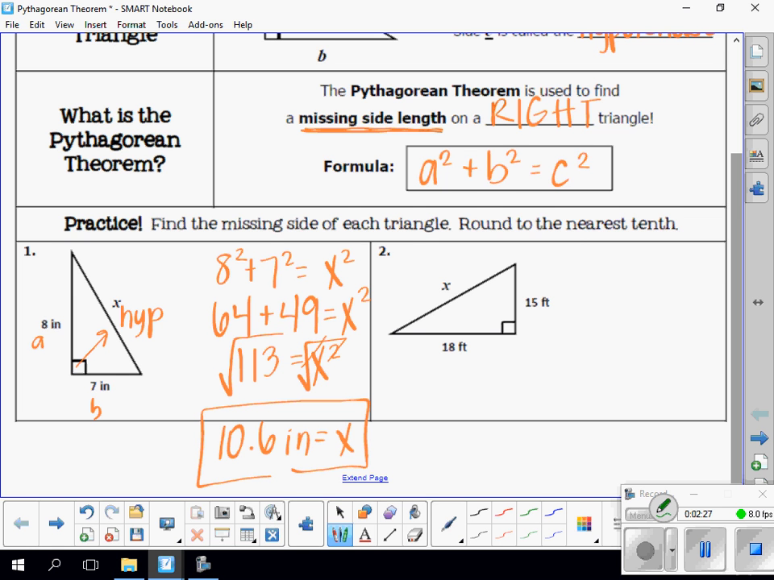So go ahead and pause the video and try number 2 on your own. Make sure that you're rounding correctly and typing your answer in when the video asks you to.